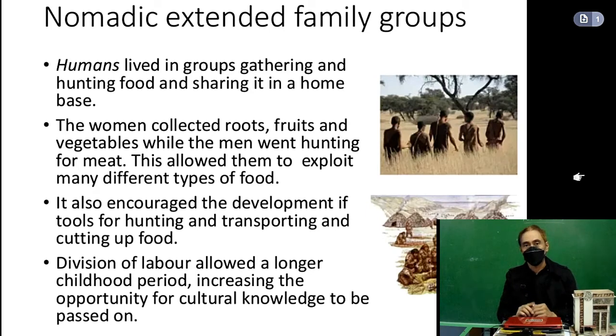Nomadic extended family groups. Humans lived in groups, gathering and hunting food and sharing it in a home base. The women collected roots, fruits, and vegetables while the men went hunting for meat. This allowed them to exploit many different types of food. It also encouraged the development of tools for hunting, transporting, and cutting up food. Division of labor allowed a longer childhood period, increasing the opportunity for cultural knowledge to be passed on.